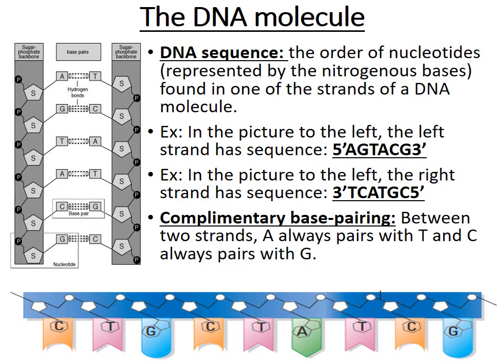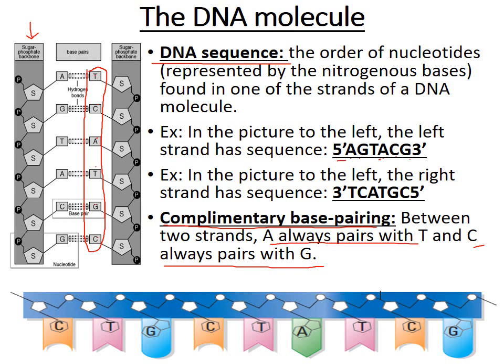As I mentioned, complementary base pairing is the fact that A always pairs with T and C always pairs with G. When I say DNA sequence, that means the order of nucleotides in a strand. So I might have T, C, A, T, G, C. That's a DNA sequence. So in this picture, if I were to ask you for a sequence, if I were to focus on, let's say, this strand over here, it would have the sequence A, G, T, A, C, G.